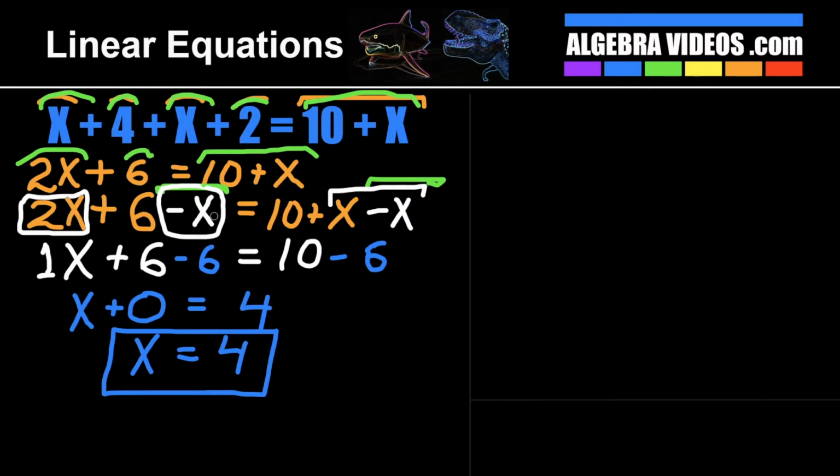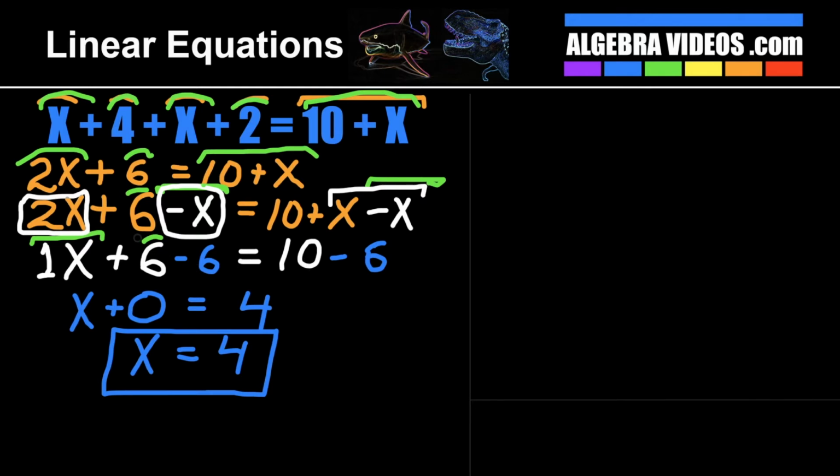We combined the like terms of the two terms that have x's in them. 2x minus 1x is just 1x, just like 2 minus 1 is 1. So that's what this 1x is. The 6, we just brought it down to right here. Okay. And then over on the right side, 10 plus x minus x simplified to just 10, shown in white.